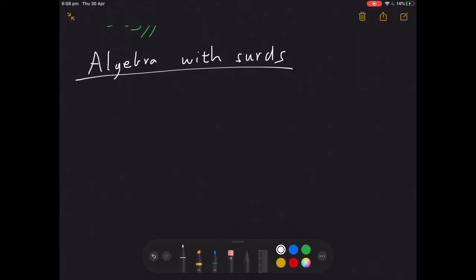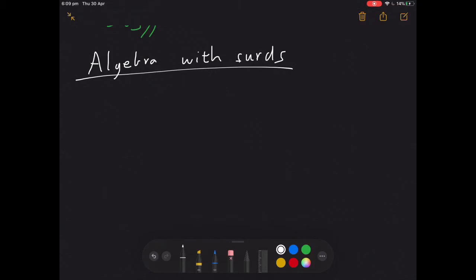Welcome to part 2 of my series on surds. In this video we'll be looking at algebra with surds, where we're going to be adding surds together and subtracting them and multiplying them and dividing them, that kind of thing. We can manipulate surds in the same way that we can manipulate letters.